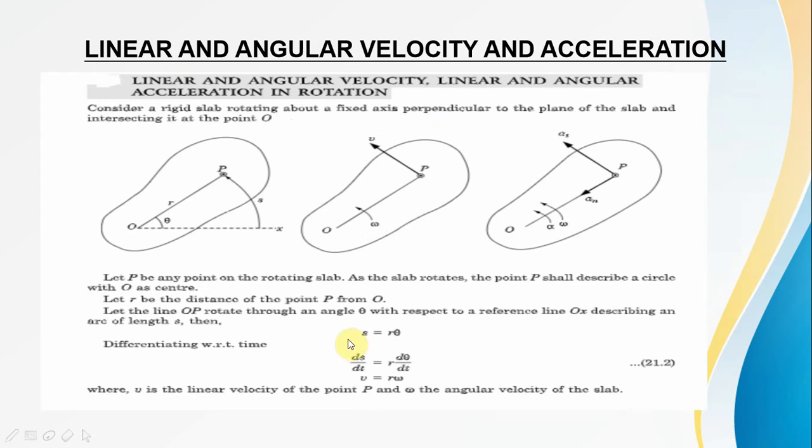As we know, the linear distance is equal to r, the radius, and theta, the angle of rotation. So we know s equal to r theta, so we can find ds upon dt, which is equal to r d theta by dt. ds by dt we know is v, d theta by dt we know is omega. So we get v equal to r omega. So basically, linear velocity is equal to the product of radius and angular velocity, right? So this is the first case you should remember.